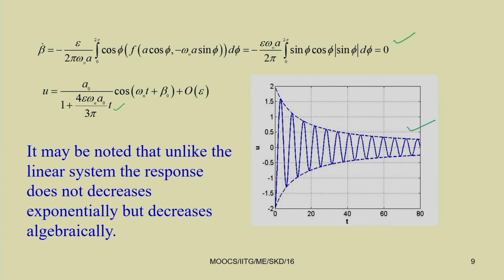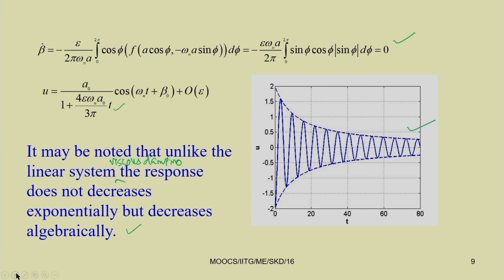It may be noted that unlike in the case of the linear system, the response does not decrease exponentially. In the previous case, in the linear system with viscous damping, you have seen the response decreases exponentially, but in this case the response is not decreasing exponentially, but it decreases algebraically.